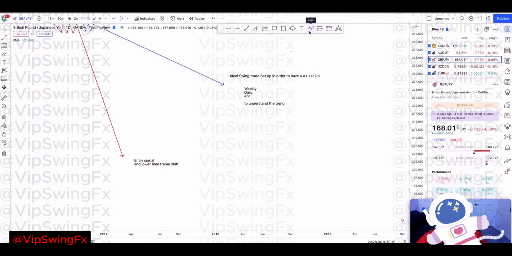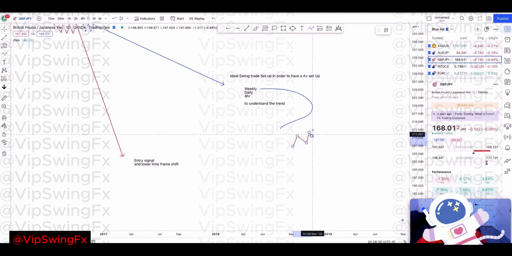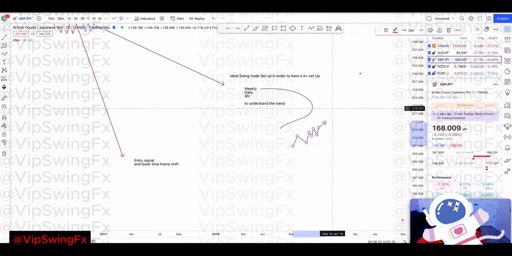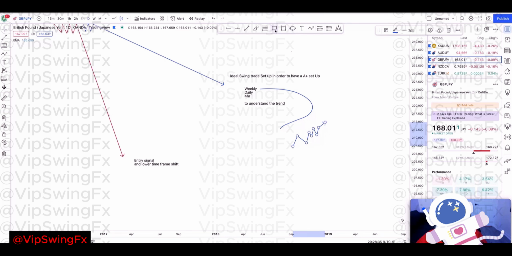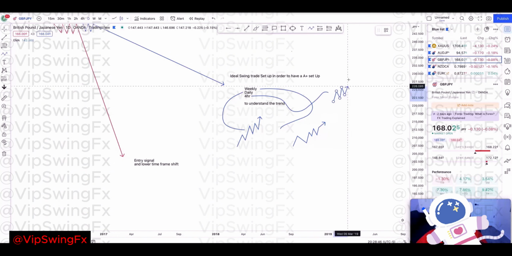So I want you guys to understand an ideal swing trade setup, in order to have an A+ setup, which is having 100% towards your confluences. The weekly time frame, the daily time frame, and the 4-hour, as you can see, they're sectioned off here. These are the time frames you want to understand for the trend. So you want the weekly time frame, let's just mark it off here, to understand whether the weekly is bullish or bearish. This is to understand whether the daily is bullish or bearish. And this is for the 4-hour to understand whether it is bullish or bearish.